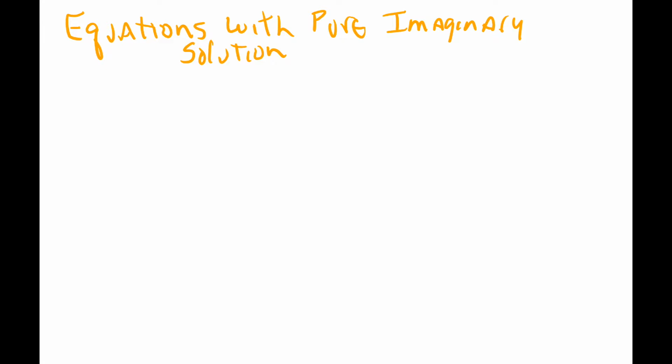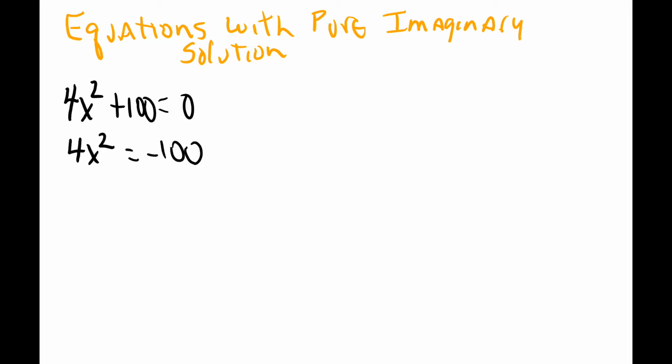This is guided practice 3A, where we have 4x squared plus 100 equals 0. And we're going to be solving for x. So our first task is to subtract 100 from both sides. And when we do, we're going to have 4x squared equals negative 100. Well, we have a 4x squared, so to isolate the x, we're going to divide both sides by 4. That's going to give us x squared equals negative 25.